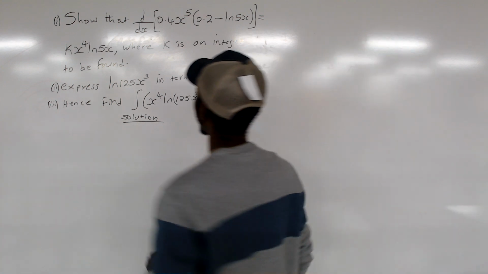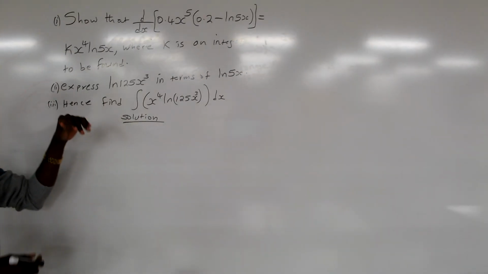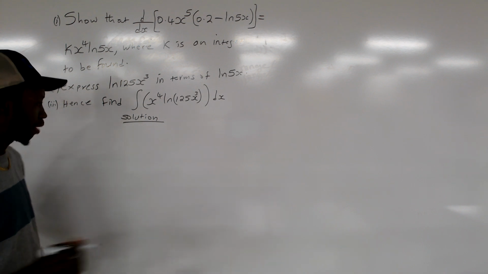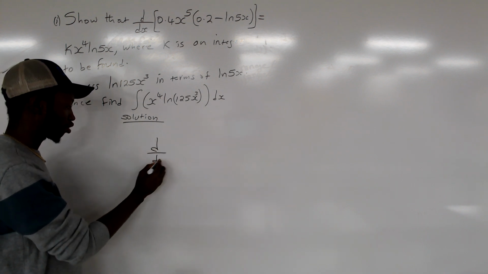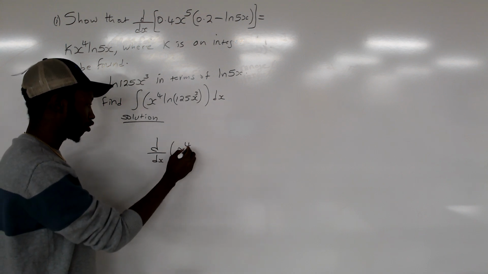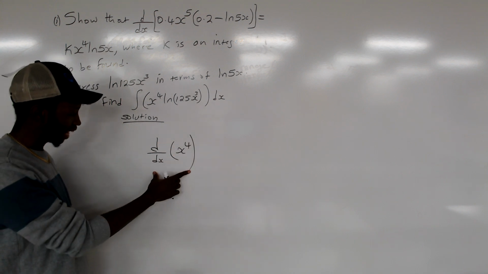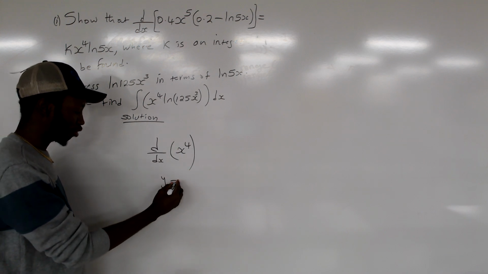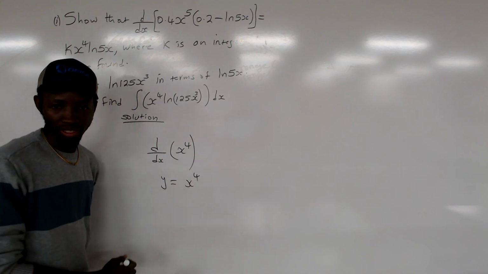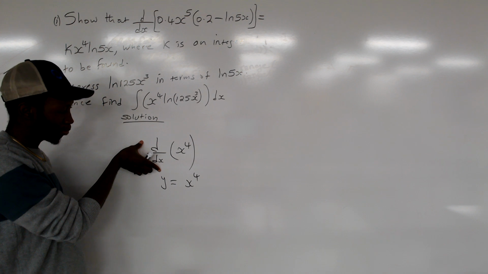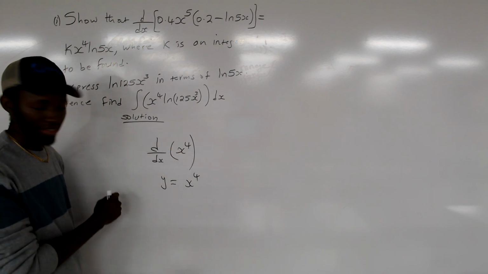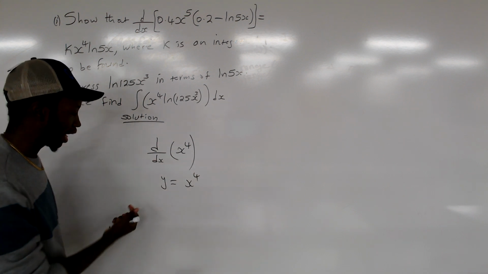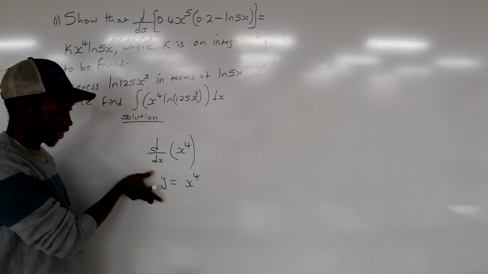We are required to show that this differential must be equal to kx^4 ln 5x. But here we have to take note of one point. If we are given the differential of, say, x^4, another way to rewrite this is y = x^4. It simply implies that we are going to differentiate this function. Here again, we can rewrite this as y = x^4, and this is the function.